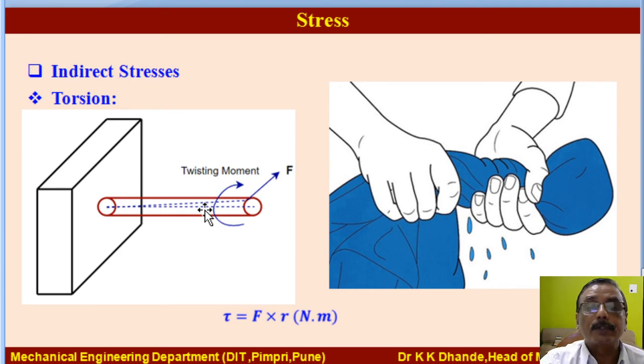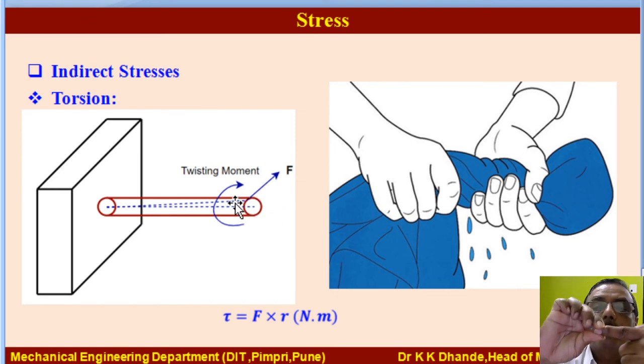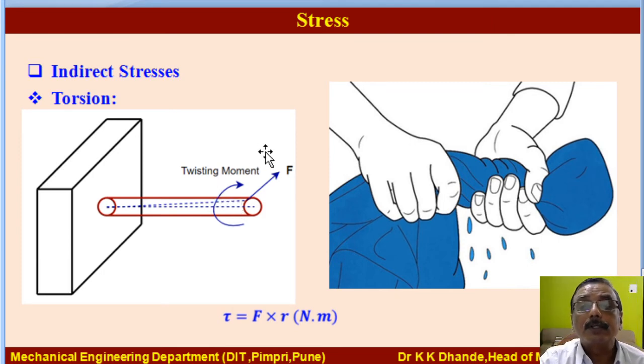Next, torsion. Here again one bar is given. Observe that picture, one end is fixed. Force is acting on it circumferentially on this side. So what happens when the force is acting on that side? In that case, that is a torsion, a twisting moment. Torsional force is acting on that point, so twisting takes place. This is known as the torsional stress.